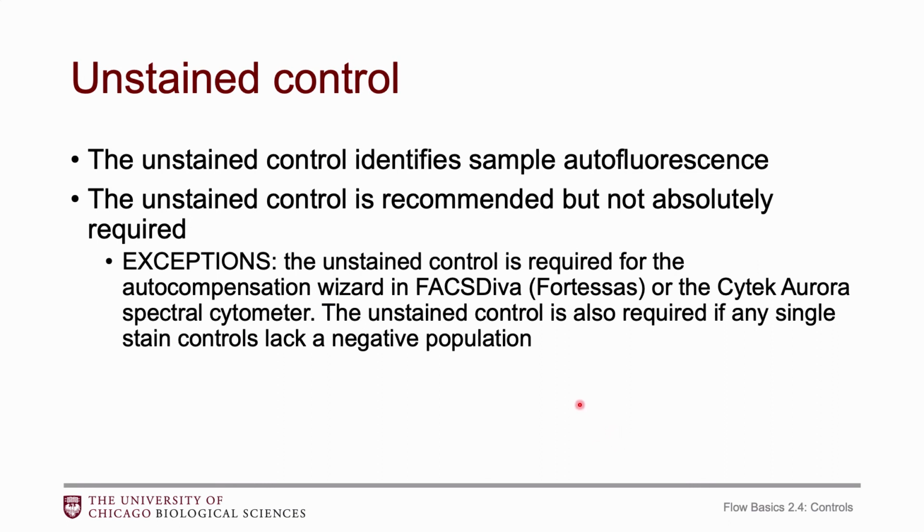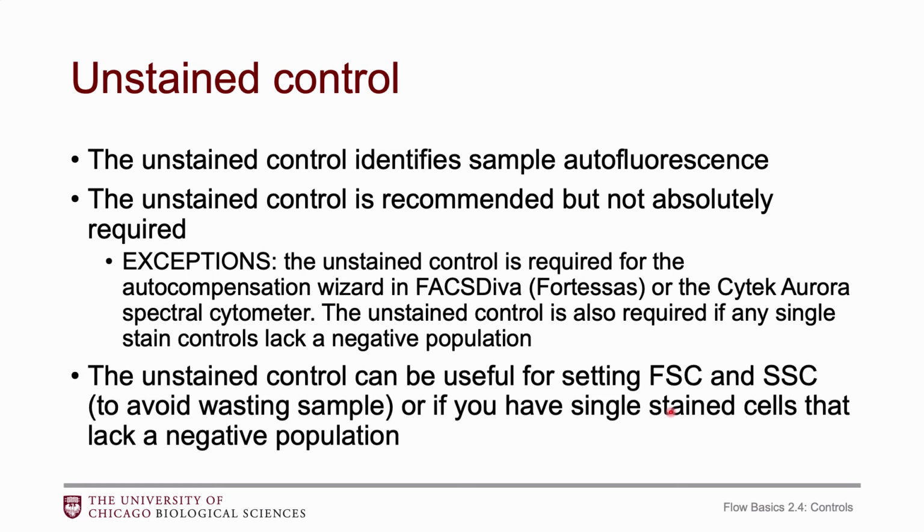The main scenarios where you would have to bring an unstained control is if you're using an autocompensation method. Those computer methods require an unstained control. If you're using the Cytek Aurora, the spectral cytometer, then you must bring an unstained control. And if you have a single stain that lacks a negative population, then you should really be bringing an unstained control. Remember, it has to match in autofluorescence properties. So I would strongly recommend bringing an unstained control. They can be useful, but there are times when you can get by without it.